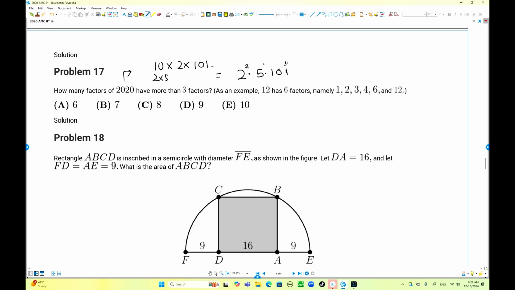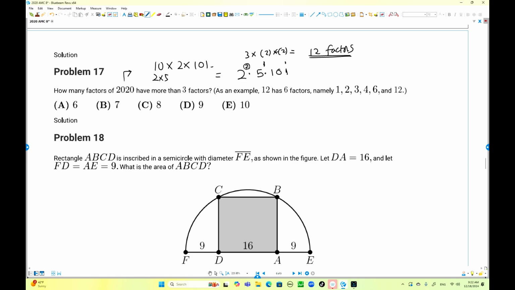So how many factors are there? Maybe you consider 2 plus 1 is 3 times, 1 plus 1 is 2 times, and another 1 plus 1 is 2, right? There are 12 factors, okay? So out of 12 factors, how many of these factors have more than 3 factors, okay? So this one is how much?